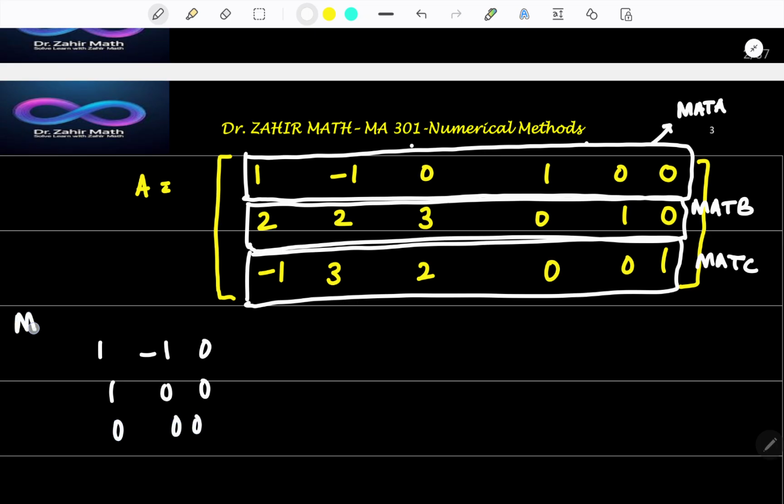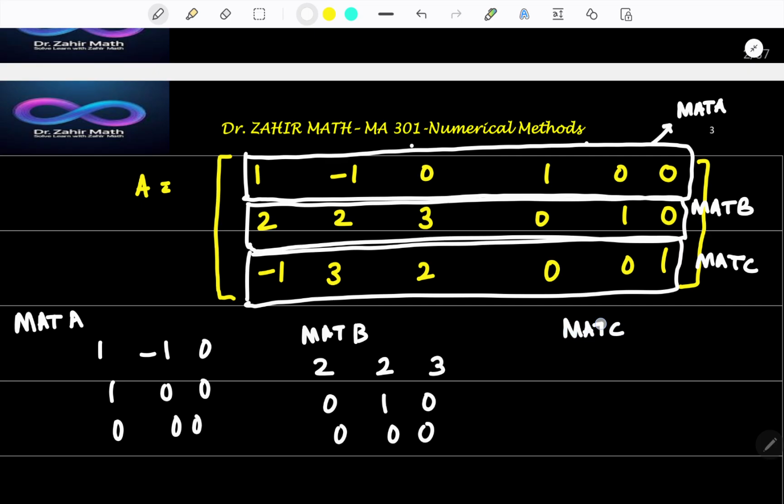Yes, this is your mat A in the calculator, right? What is mat B, teacher, in the calculator? In the calculator, 2, 2, 3, 0, 1, 0, then 0, 0, 0. This is mat B in the calculator. And mat C, teacher, in the calculator? Yes. Give minus 1, 3, 2, 0, 0, 1, and the third row will be 0, 0, 0. So now this is mat A in your calculator, this is mat B, this is mat C. Once you give this input, press AC.